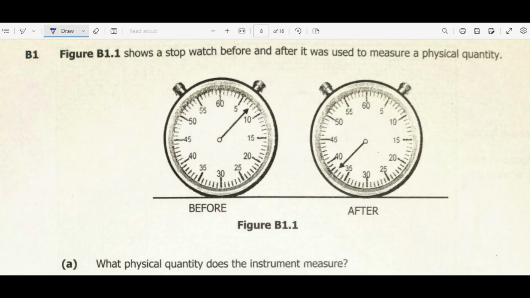So question 1, figure B 1.1 shows a stopwatch before and after it was used to measure a physical quantity. So the first diagram here, we are told is before the measurement was done, then after the measurement is done, then we can see that there was some reading that occurred. Now let's look at the first question here.